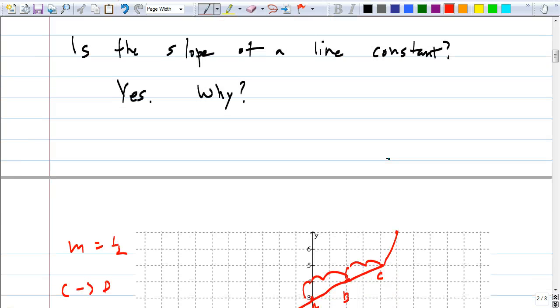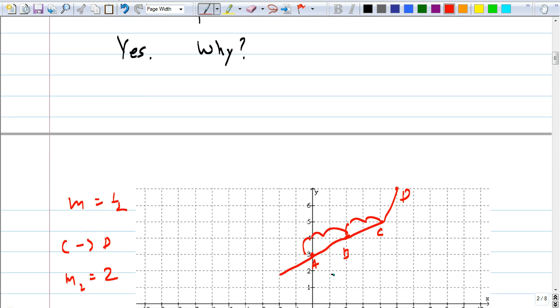Does that make sense? Okay, so keep that in mind. If you see how it changes from C to D, right here, if all of a sudden the slope changes, then you don't have a line anymore. It's not straight anymore. Good.